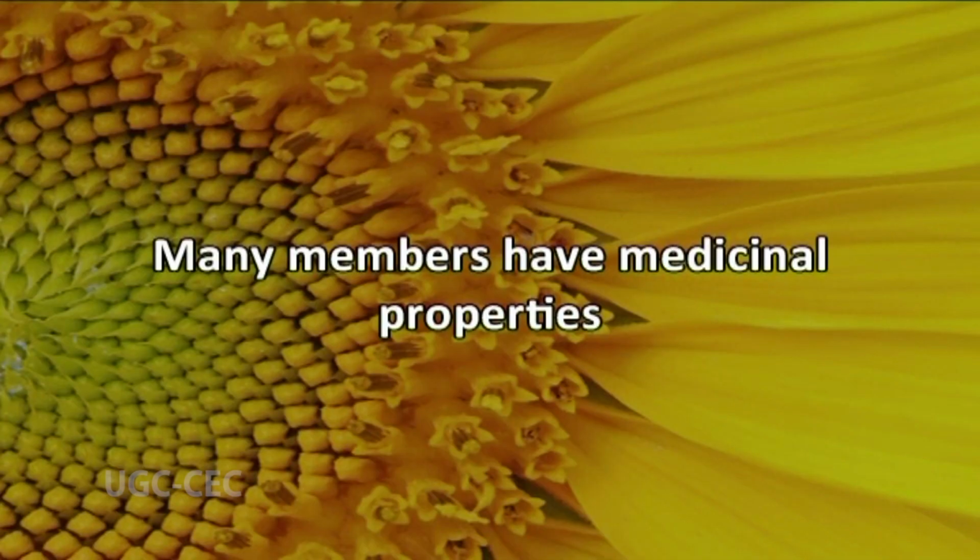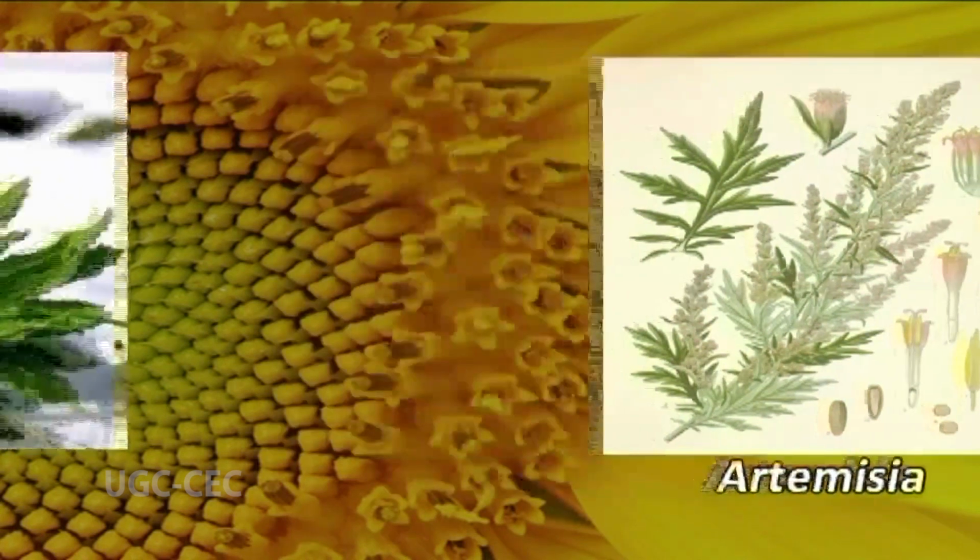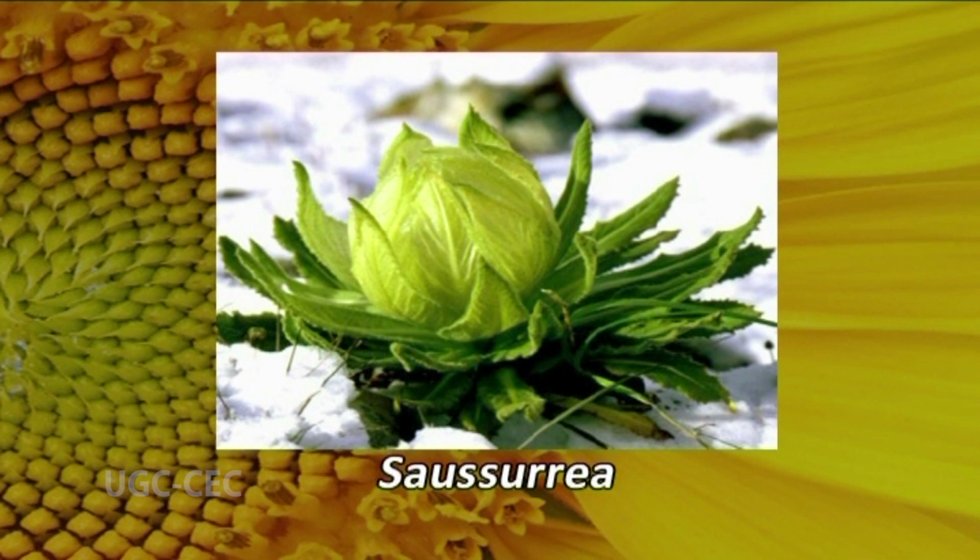Many members of this family, they have medicinal properties such as Artemisia. Many species of this genus Artemisia, they are world over used for their medicinal properties. Or we have the Saussurea, that is mostly confined to the Himalayan region. Many species of this genus Saussurea, they are of huge medicinal importance.